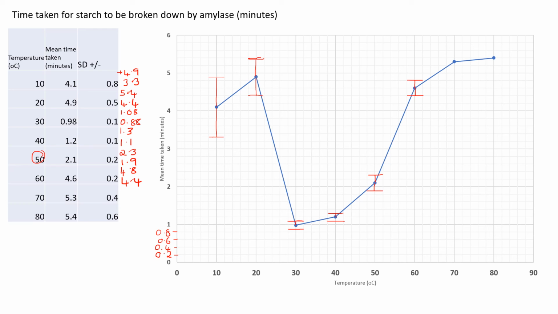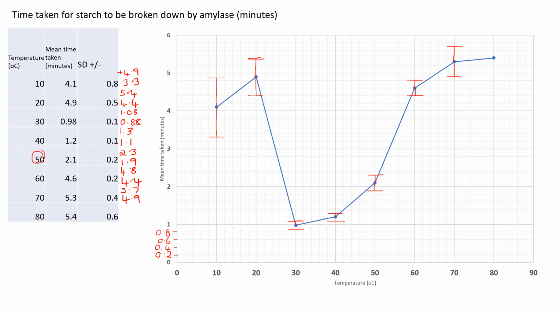We'll keep going. Next one is 70 degrees, 5.3, standard deviation of 0.4. So 5.3 plus 0.4 equals 5.7. And then we've got 5.3 minus 0.4, 4.9. And okay, so let's plot that. So 5.7, so we've got 5.6, 5.8, so it's going to be in between. And then we've got 4.9, which is going to be, there's 4.8, so it'll be in between. And then we can draw it in.